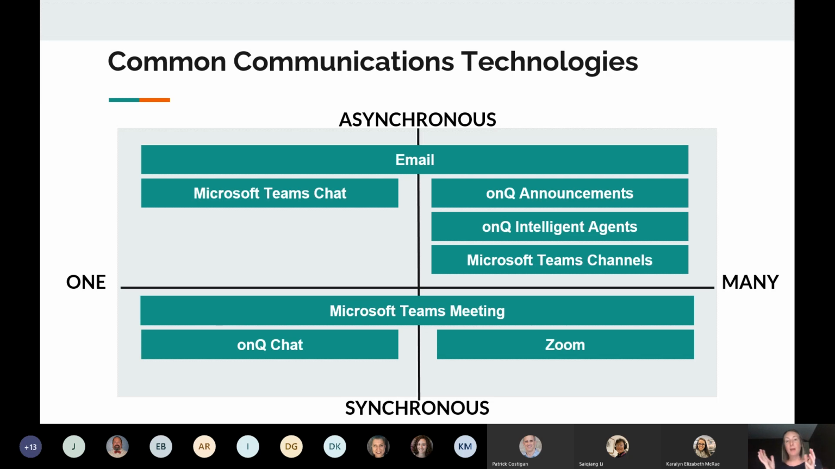Asynchronous communication tends to be a common area of exploration. This would be a message that you can send out to everyone or to groups of students that can be checked in at a particular time. OnCue announcements are the leading platform. Intelligent agents I will speak to a little later on because it might be something you're not too familiar with, or Microsoft Teams channels, so setting up channels within Teams that belong to certain groups within your course.